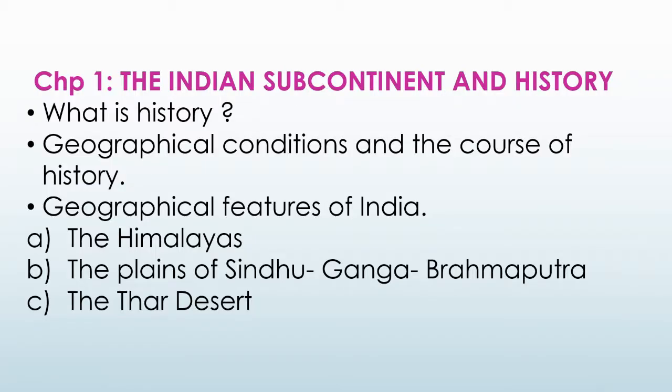Now we are going to learn about the first chapter, that is the Indian Subcontinent and History, Standard 6. In this we will be covering what is history, second, geographical condition and the course of history, third, geographical features of India. In this there are subtopics. First, the Himalayas, second, the plain of Sindhu, Ganga, Brahmaputra, third, the Thar Desert.